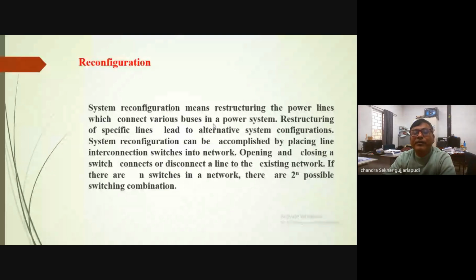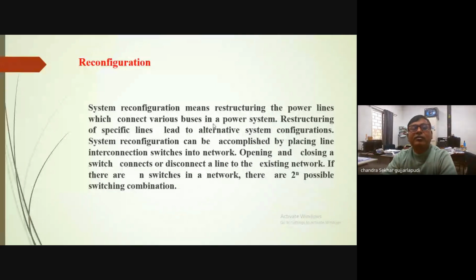Restructuring of a specific line leads to an alternative system reconfiguration. System reconfiguration can be accomplished by placing line interconnection switches in the network. Opening and closing a switch connects or disconnects the line to the existing network. If there are n switches in the network, then there are 2 to the power n possible switching combinations. So you see that reconfiguration means what?